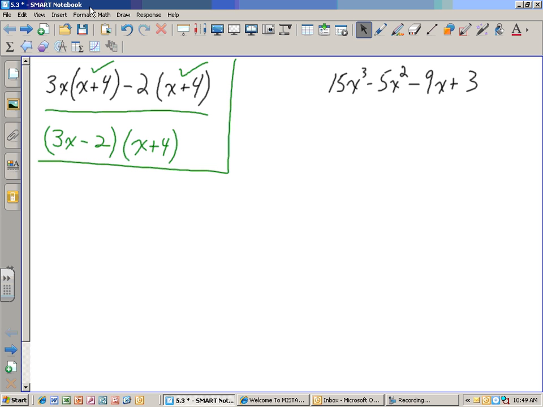Let's take another example, and let's take 15x squared minus, let's make that 15x cubed minus 5x squared plus 9x minus 3. We have 4 terms here. And this is something we didn't talk about yesterday. We have 4 terms. So what we're going to do here, if there's more than 3 terms, we look to factor by grouping.